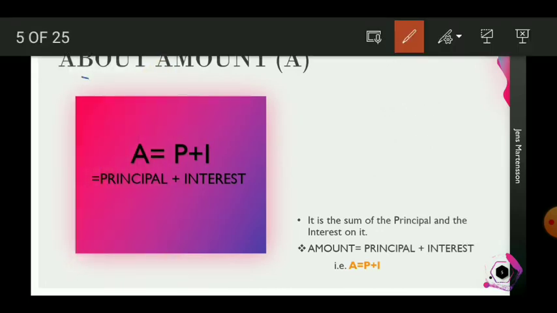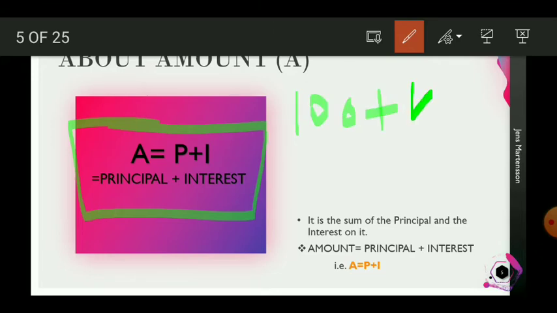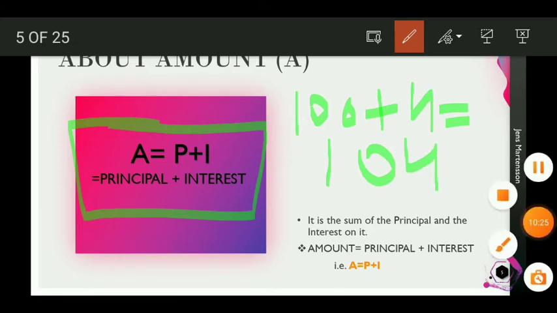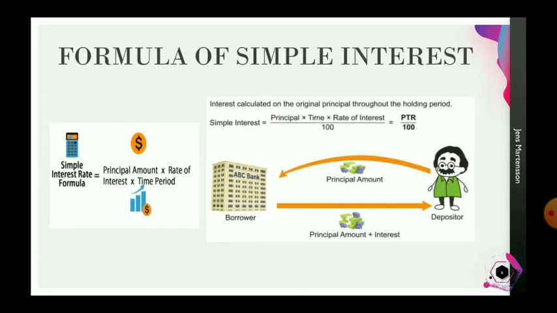So it's about amount, what I talked about right now. Basically, what is amount? Amount is P plus interest, as I talked about. Again I'm telling you guys, I borrowed 100 rupees and applied 4% interest on it, which means 100 plus interest, that is 104. I have to pay 104 to the lender. Let me move to another slide now.